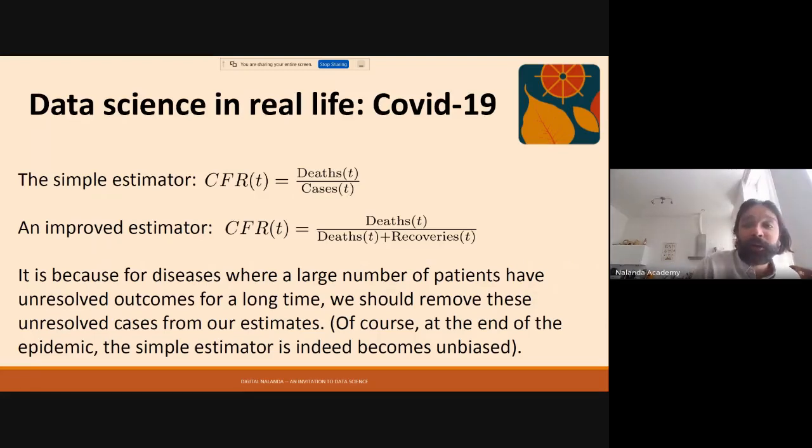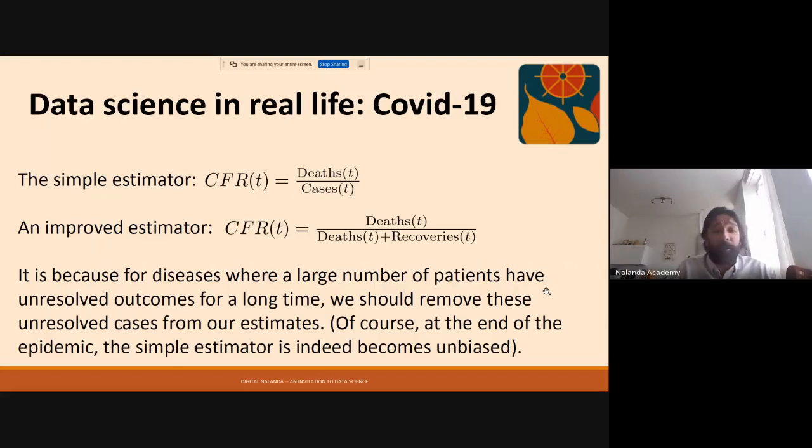So that's no longer true, right? The number of cases equals the number of deaths plus recoveries. At the end of the pandemic, these two estimators converge to each other. But in the middle of a pandemic, there are still lots of people who are unresolved. Some people have had COVID for months.